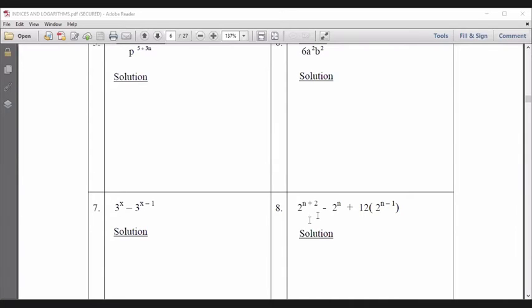Step 1, this is the same as 2 raised to power 2 n times 2 raised to power 2 minus 2 raised to power n plus 12 into 2 raised power n minus 1. Step 2, factorize. 2 raised power n outside, inside here will be 2 squared, here is 1. 2 squared minus 1. And 2 squared minus 1 is what?